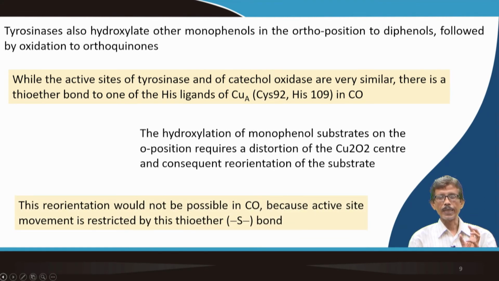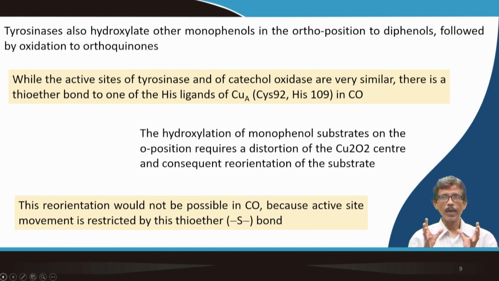So, this reorientation sometimes is allowed and sometimes not. It will not be possible in the catechol oxidase case, because the active site movement is restricted because of this corresponding covalent bond formation, that means thioether bond formation. The cysteine sulfur, which is coming as S minus, is binding to your histidine residue, giving a new sulfur carbon bond to that imidazole residue, which is coordinating to your copper center.